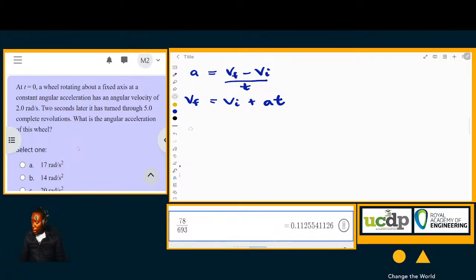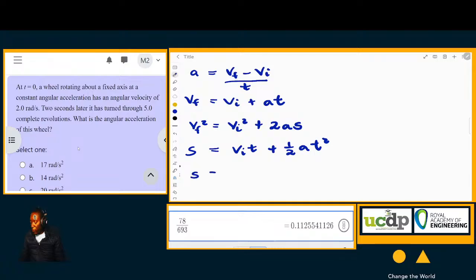Okay, then from there we have an equation that is in terms of v squared: v final squared is equal to v initial squared plus 2 times acceleration times the displacement, right? Then we've got one for displacement, s, being equal to v initial t plus half acceleration times t squared. Then we've got the last one, the most interesting one, also for s, which is average velocity, v initial plus v final over 2. That's how you get your average, and you just multiply this by time.